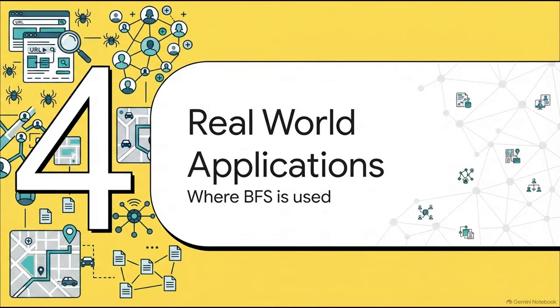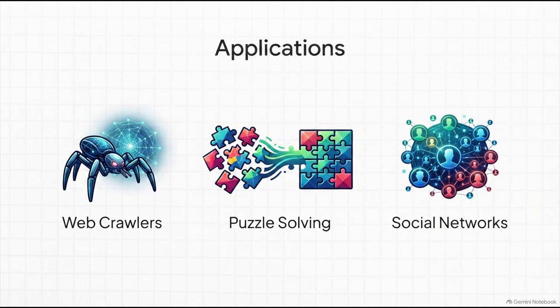Okay, section 4, real-world applications, where BFS is used. Now, what's really interesting here is the sheer variety of these applications. I mean, search engines use web crawlers that rely entirely on BFS to explore and map out internet links, level by level. Global network systems use it to analyze the hop distance between different servers just to keep your internet running fast.